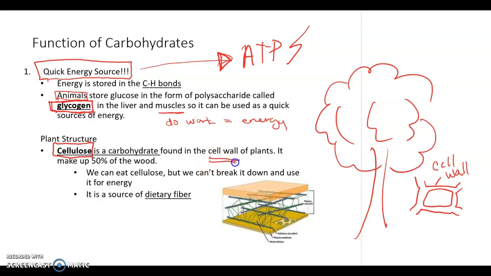Cellulose is found in the cell walls of all plant cells. We can eat cellulose, however, we don't really break it down for energy. Cellulose gets turned into what we know of it as dietary fiber, just helping to keep us regular.